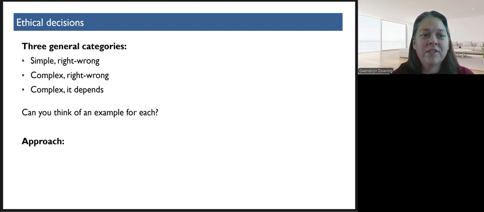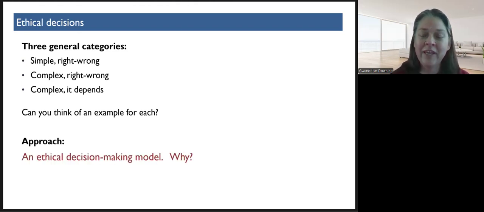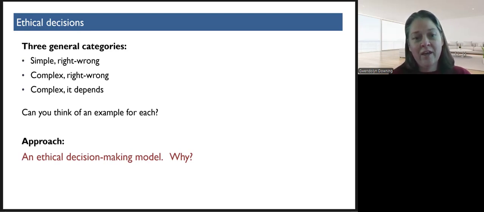So then with ethical decisions, how do we approach them? One way that can be beneficial is to have an ethical decision-making model. And why is that? Well, you could think it's a good way to double check myself. I know how to make ethical decisions, but it might be good to have a way to check. And then here's another answer, if you didn't think of this, you might want to consider.